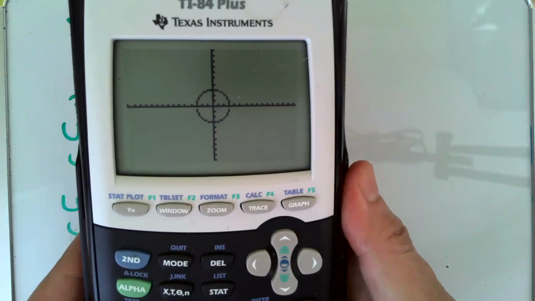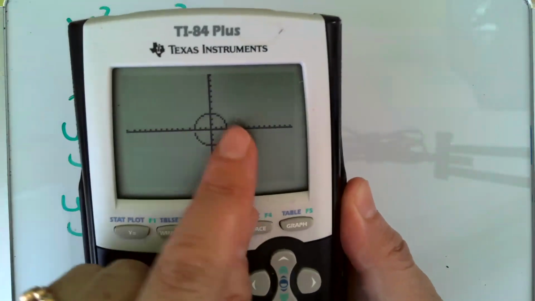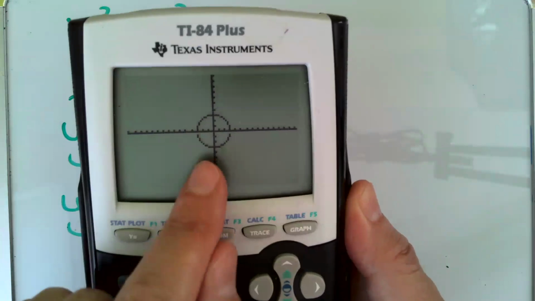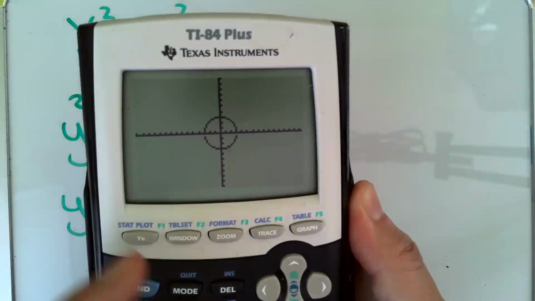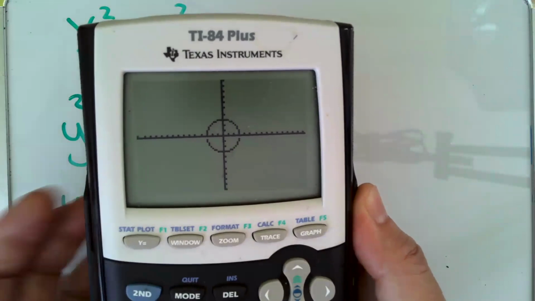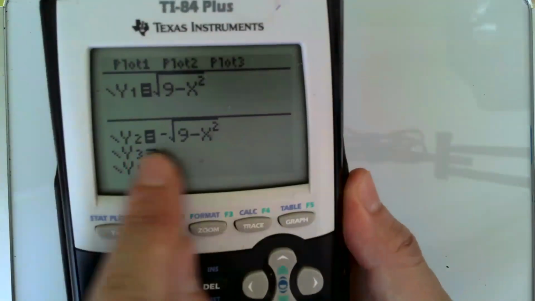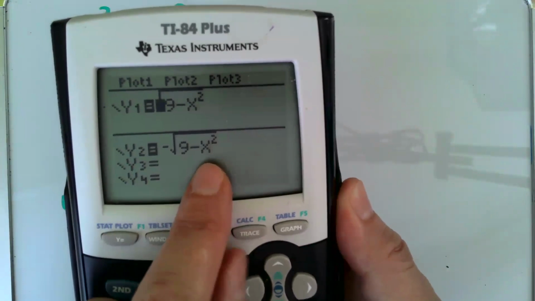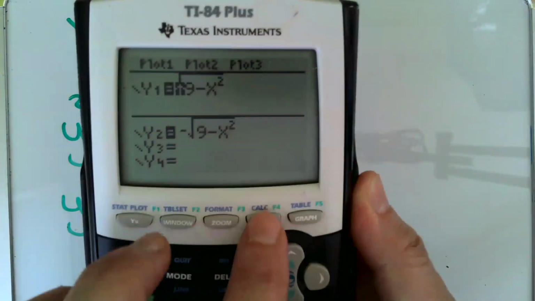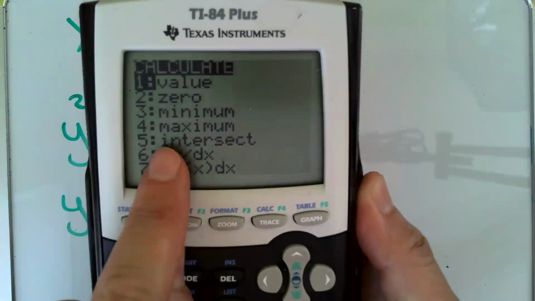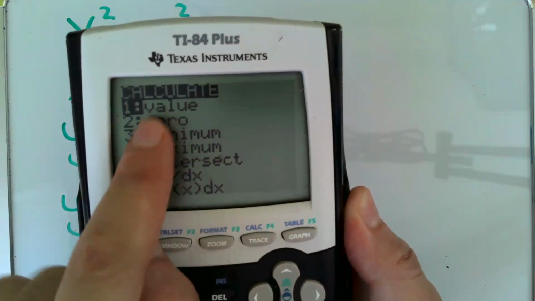And from there, we could either trace or calculate to our intercepts, we could find the radius, or if it was a problem that asked us to see where a circle and a line intersect, we'd go back to our y equals, we'd enter the equation of the line as well, we'd graph everything, and then using second and calculate, we'd be able to go to our intersects or find a particular value.